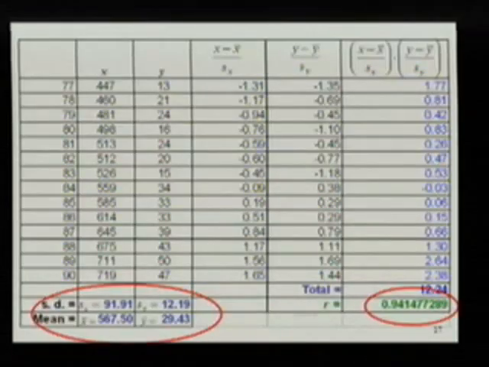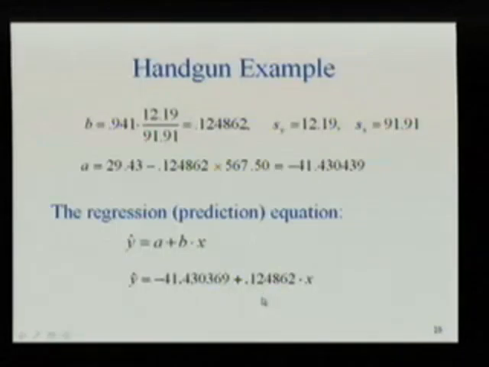So for this particular case, we know the correlation, and we know their means and standard deviations. What we can do is just use those formulas and plug those numbers in. B is the correlation times Sy over Sx, and you get 0.124862. And A is Y bar minus B times X bar, which is negative 41.43. Just plug these two numbers for A and B in, and you get that prediction equation.